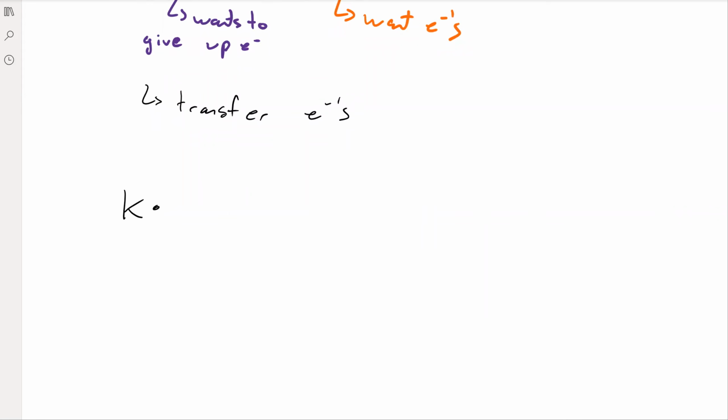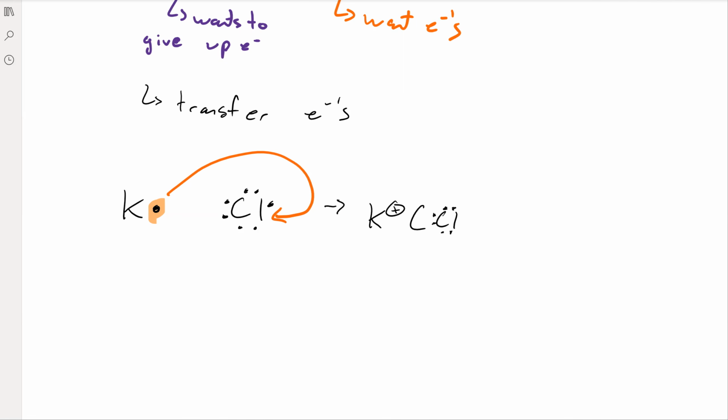So for example, if we have potassium with its 1 valence electron and chlorine with its 7 valence electrons, if this potassium were to simply give up its electron to chlorine, both of them would be really happy because both of them have a filled valence shell. And so then what we end up with is a positive potassium, and then a chlorine that has an octet, and of course a -1 charge.